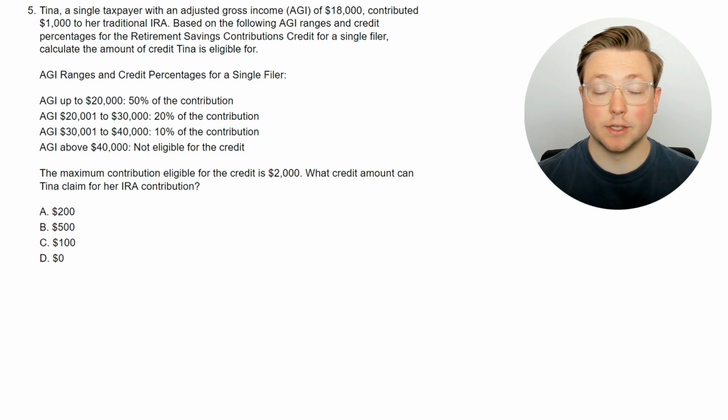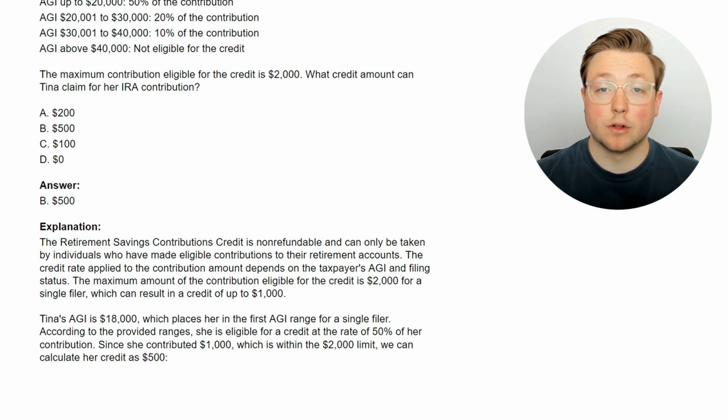So here are the AGI ranges for this question. AGI up to $20,000, 50% of the contribution, and we'll learn what that means in the answer here. AGI 20,000 to 30,000, 20% of the contribution. AGI 30,000 to $40,000, 10% of the contribution, and anything above $40,000 is not eligible for the credit. And in this situation, the maximum contribution eligible for the credit is $2,000. So what credit amount can Tina claim for her IRA contribution? Let's go ahead and dive into the answer to understand how this works.